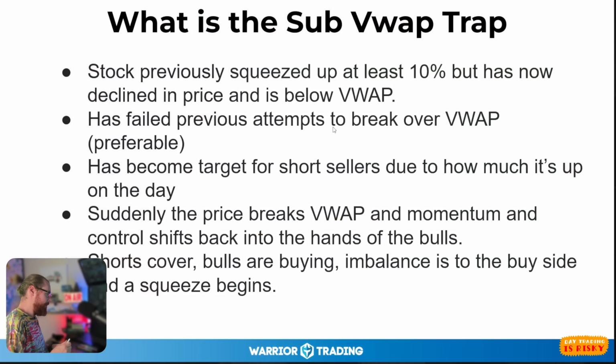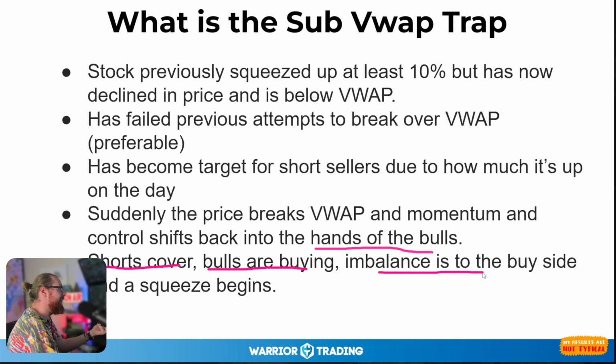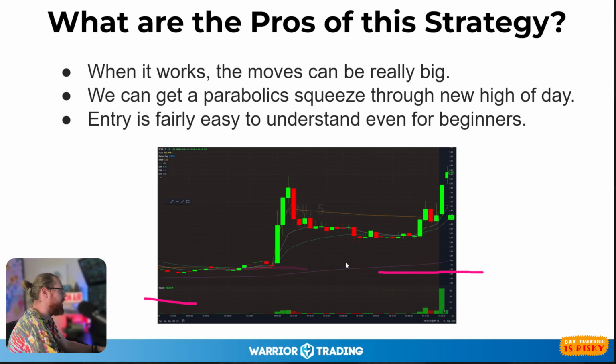And we have seen it on a number of stocks over the years where you have the pop and then it can't get back over VWAP and it just fades all day. So it's definitely a strategy for short sellers to short that fade with a stop just above VWAP. So then when the price suddenly breaks VWAP, the momentum suddenly shifts back into the hands of the bulls. Shorts begin covering, bulls are buying, there's an imbalance to the buy side, and a squeeze begins. And that's exactly what we saw today.